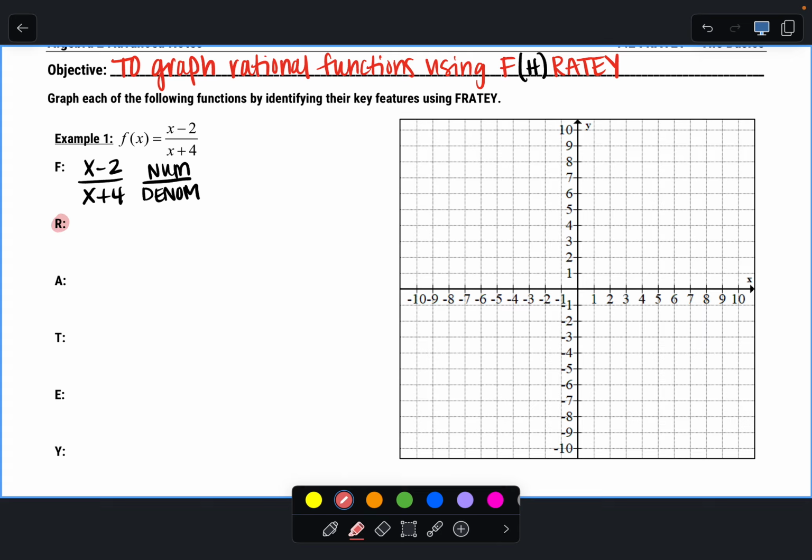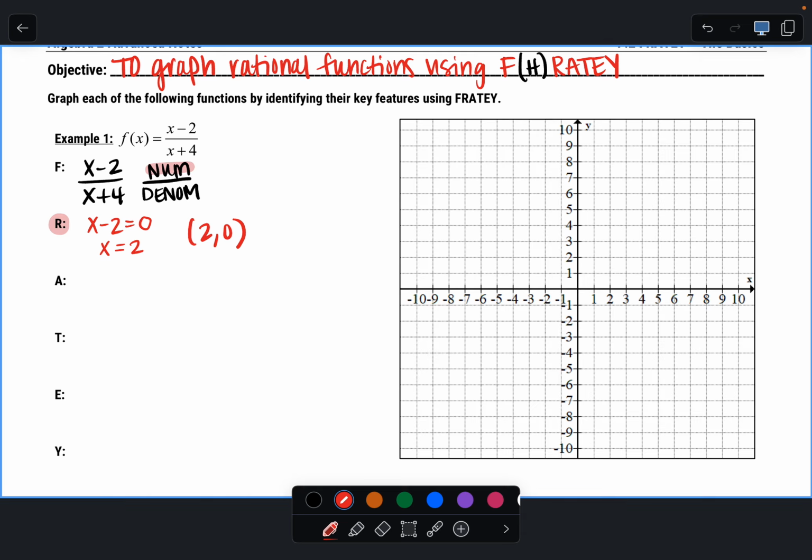Remember, I said that roots are going to come from the numerator. So I'm going to go ahead and take that x minus 2 that's in the numerator. I'm going to set it equal to 0, and I'm going to get x equals 2. Now, the one thing to remember about a root is that it is a point. So I'm going to write this not as x equals 2. I'm going to write it as 2 comma 0.